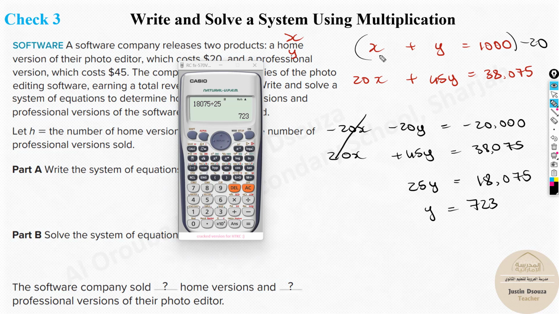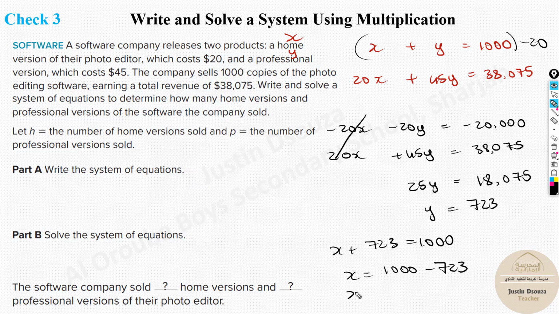Next, just substitute this back over here in the initial equation. So x plus y, where the y value is 723, must be equal to 1000. So take it to the other side, you will get x is equal to 1000 minus 723. Then x will be equal to 277. So that is the answer, 277 and 723. When you add them up, it'll be 1000. So this was the first equation.